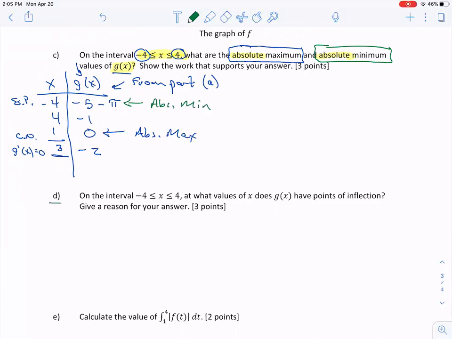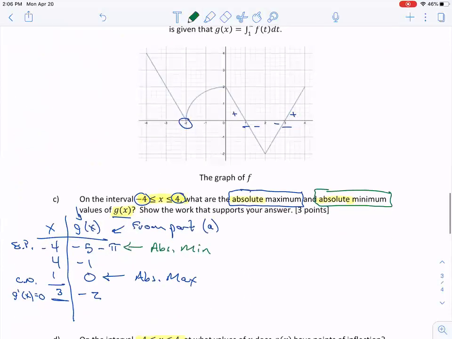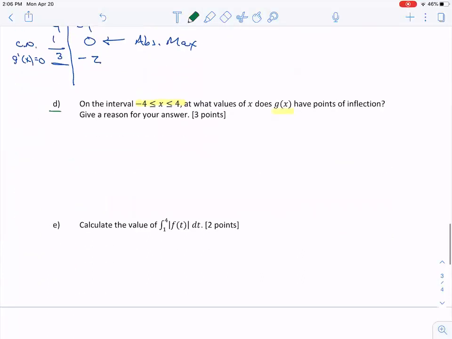Okay, part D, once again, on the interval from -4 to 4, at what values of x does g at x have points of inflection? Give a reason for your answer. Well, I know I could talk about where g has a point of inflection either in terms of g prime, its first derivative, or its second derivative. Since I've already got this graph of f, which is equal to g prime, I'm just going to stop at the points of inflection of g just in terms of what g prime is doing.